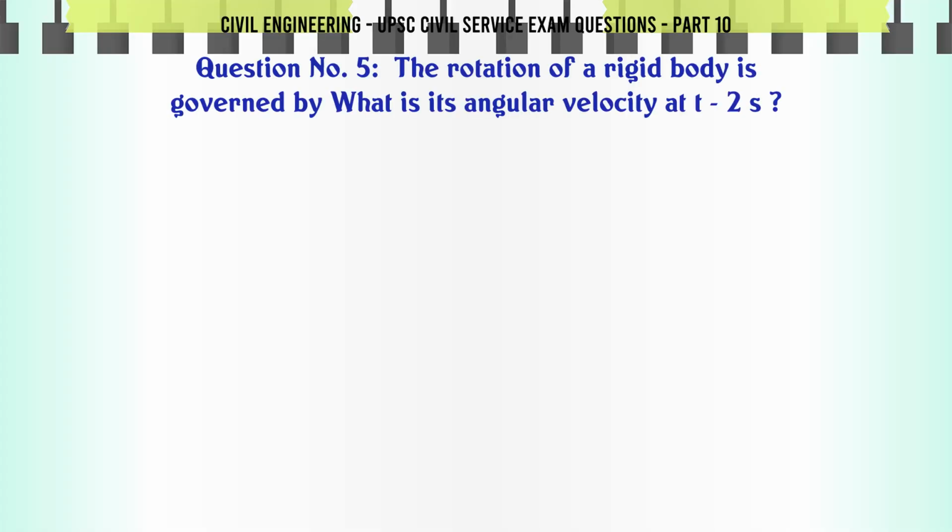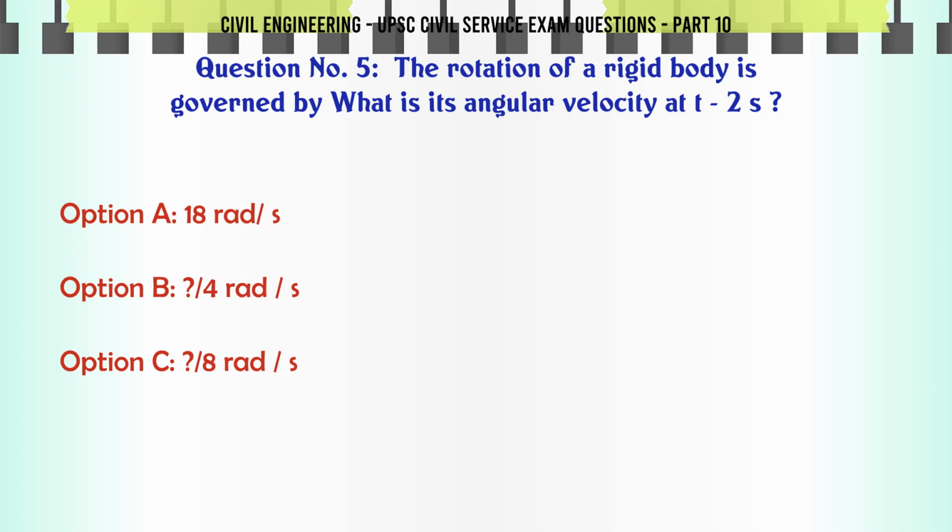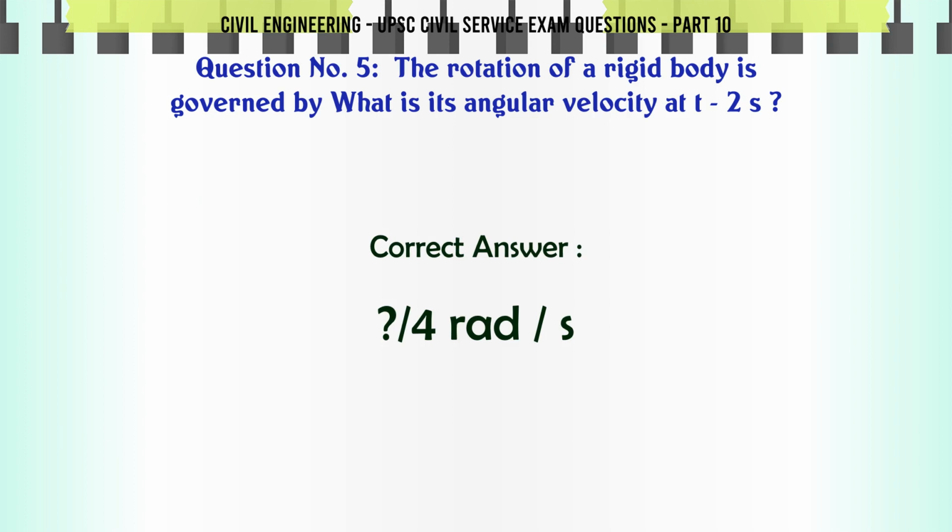The rotation of a rigid body is governed by a given equation. What is its angular velocity at t = 2 s? A. 18 rad/s, B. 4 rad/s, C. 8 rad/s, D. 0. The correct answer is 4 rad/s.